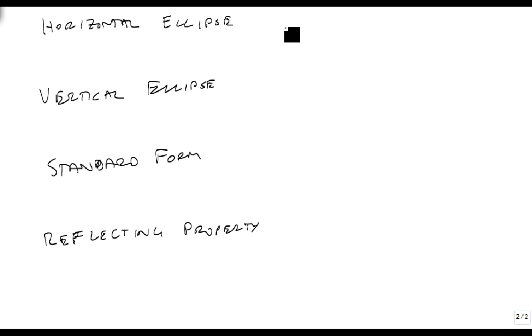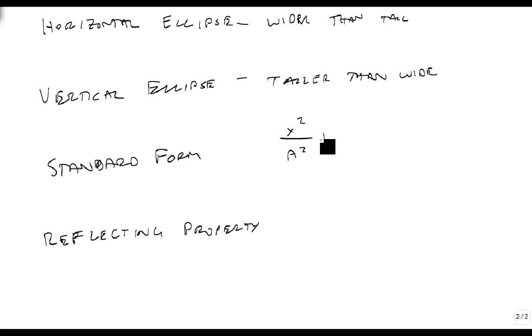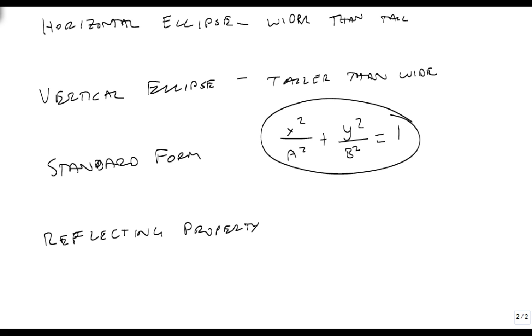A horizontal ellipse is one that's wider than it is tall. And a vertical ellipse is taller than wide. And the standard form of an ellipse looks like x squared over a squared plus y squared over b squared equals 1. And so this is what we're going to get familiar with, and we can translate this as well, but we're going to start just with this basic standard form and then build up from there.